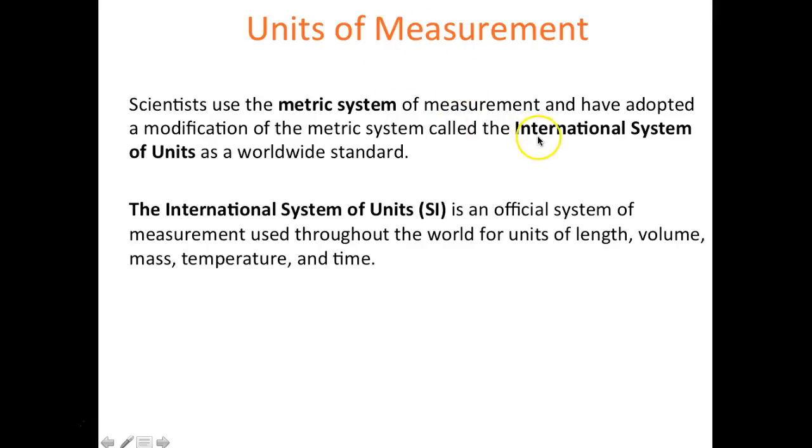Based off this metric system is a modified version called the international system. Now this is a worldwide standard. Why do we need a standard? For example, if you're making a measurement in the US and making measurements somewhere else in the world, you have to have some uniformity in the way those measurements are being made. All right, and so we have a standard system, and that's abbreviated as SI. Okay, and that applies to all measurements of length, volume, mass, temperature, and time.